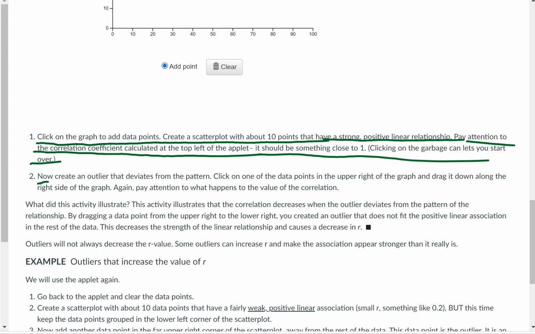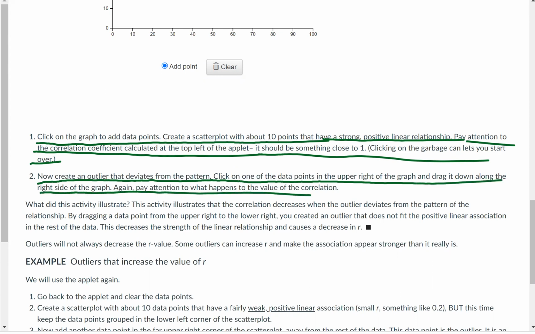Okay, then we'll create an outlier that deviates from the pattern. Click on one of the data points in the upper right of the graph and drag it down along the right side of the graph. Again, pay attention to what happens to the data value.